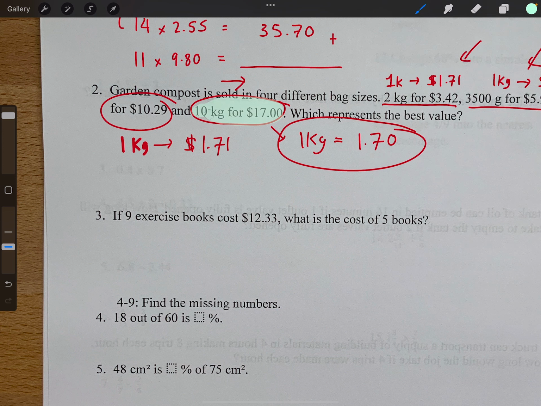So the answer is this one. That's the answer. Okay.